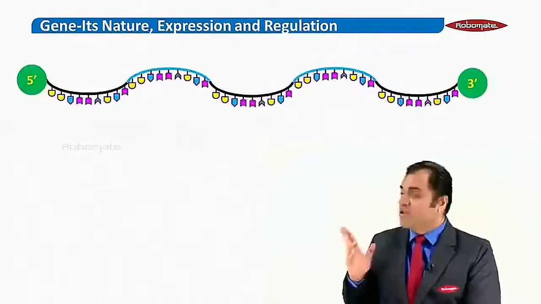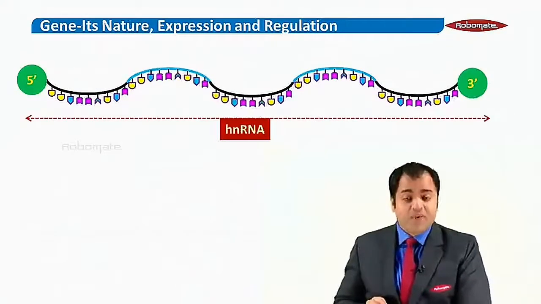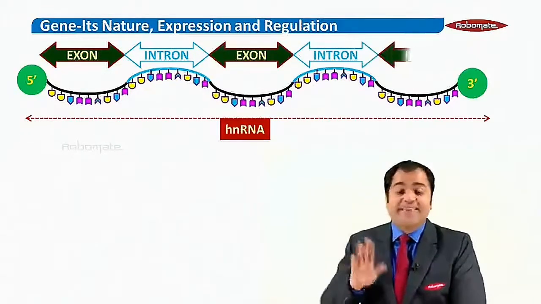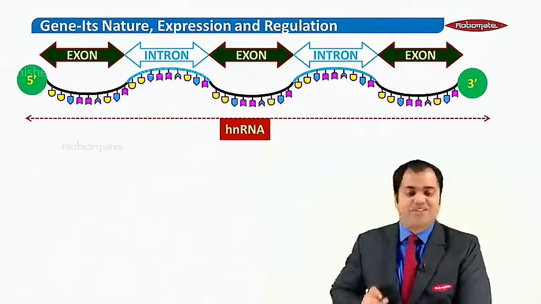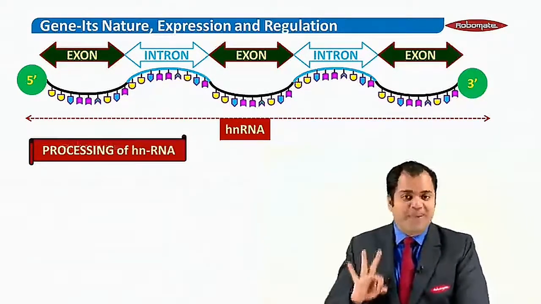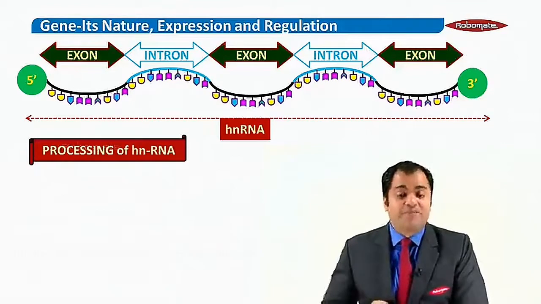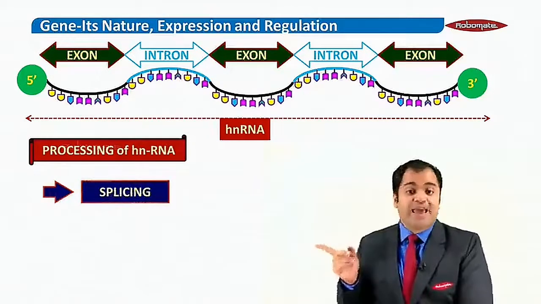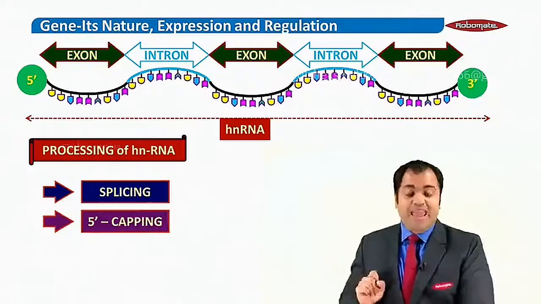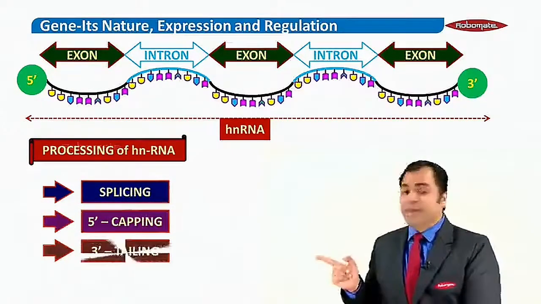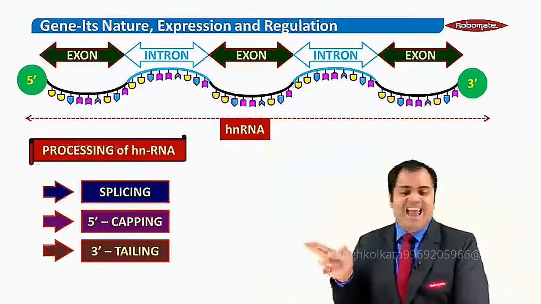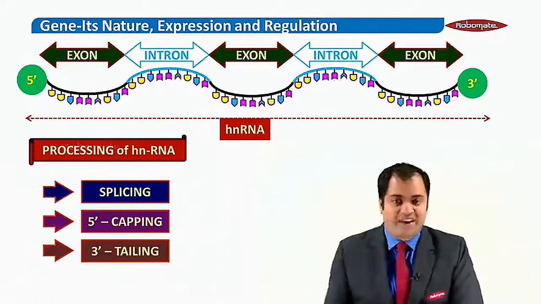Okay, I'm showing you the same hnRNA, right? And I'm indicating the same exons and introns and how they are placed alternately on the same hnRNA. Now, the processing of this hnRNA involves 3 basic steps. And the 3 steps are, number 1, splicing. Number 2, 5' capping. And number 3 is called 3' tailing. Let us see what goes on during splicing, capping, and tailing of the hnRNA.